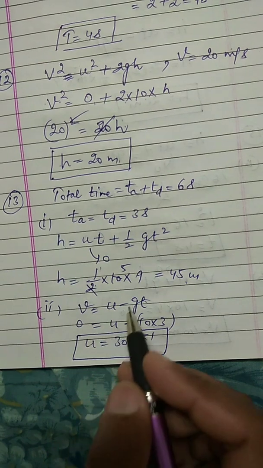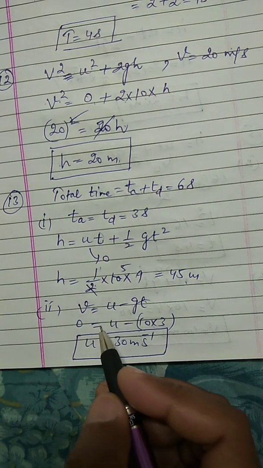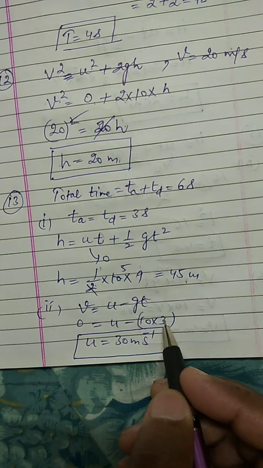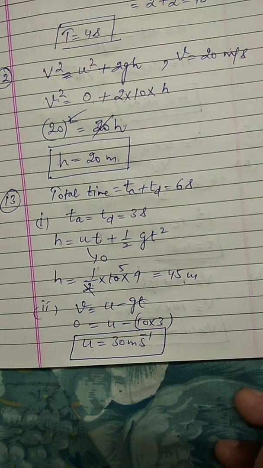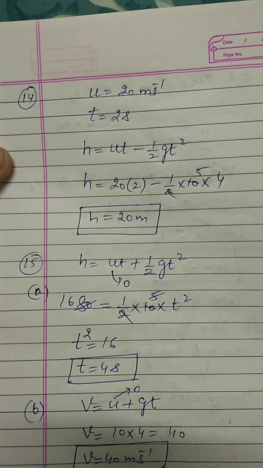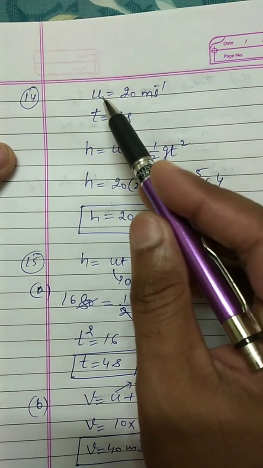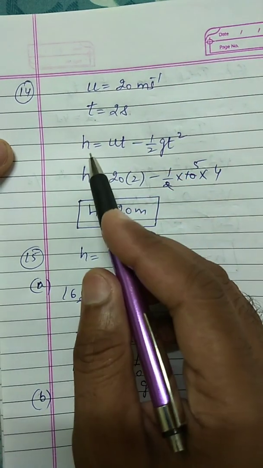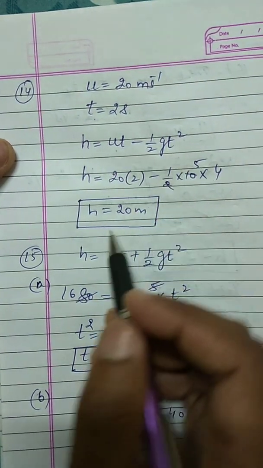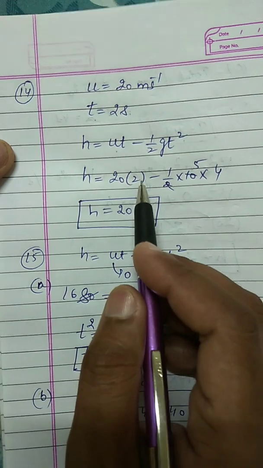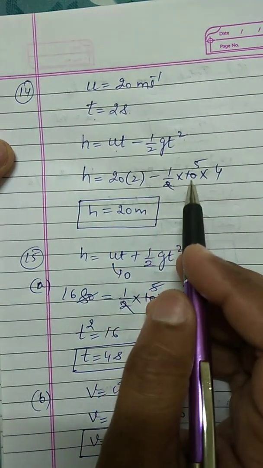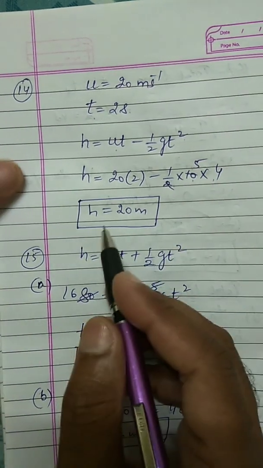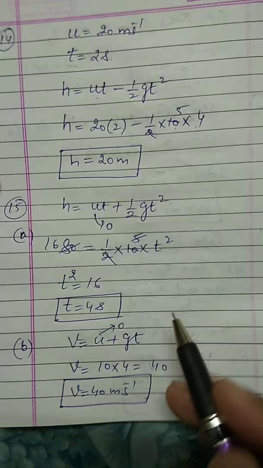Second is V is equal to U minus GT. V is 0 is equal to U minus 10 into time of ascent is 3, so U is 30 meter per second. Now the 14th numerical, initial velocity is 20 meter per second, time is 2 seconds. Now H is equal to UT minus half GT square. H is equal to 20 into 2 minus half, gravity is 10, 2 square is 4, so after solving you'll get height equal to 20 meter.